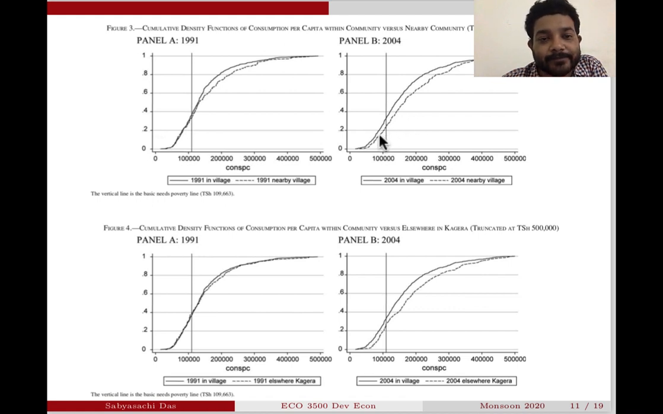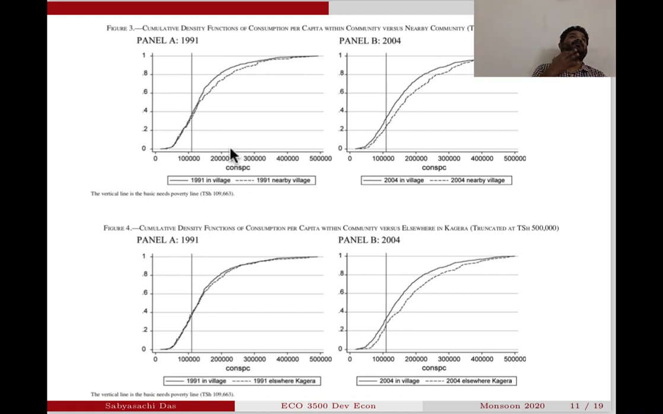But by 2004, the poverty rate for the people who stayed back in the village fell to something about 30 or 35, and for the people who moved to the nearby village it was something about 25. So there is already a difference, even for people who move to the nearby village. Okay? Even though their original income distributions are very similar.